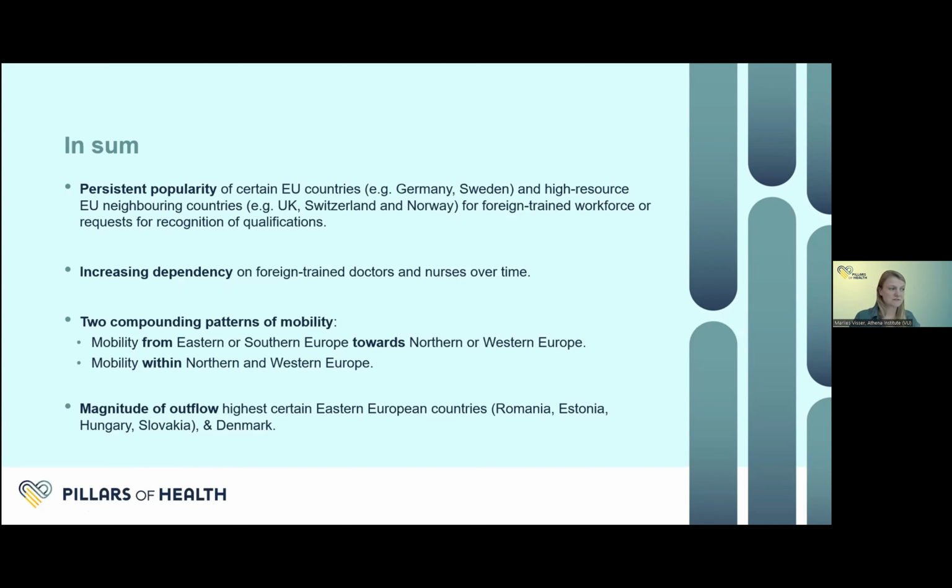Do we see mobility from Eastern and Southern Europe towards Northern and Western Europe, and also mobility within Northern and Western Europe? Both of these patterns may compound health worker distribution across Europe. And lastly, we see that magnitudes of outflow are higher in some Eastern European countries like Romania, Estonia, Hungary, and Slovakia, and in Northern Europe, the one European country in there is Denmark.